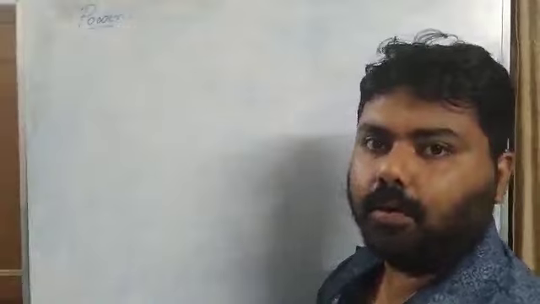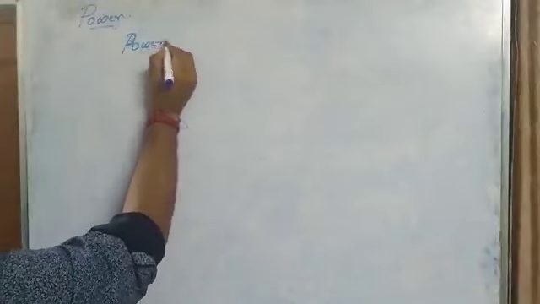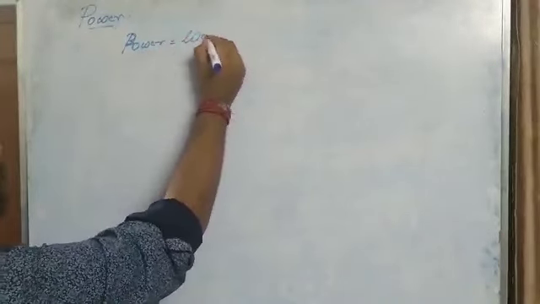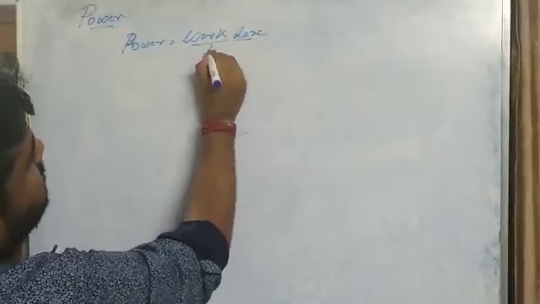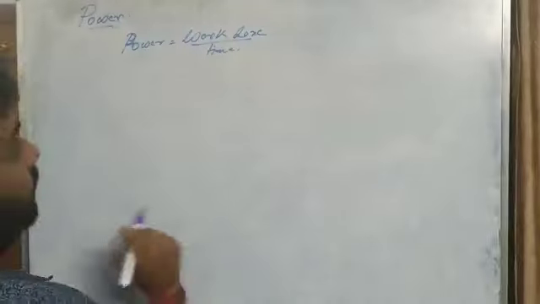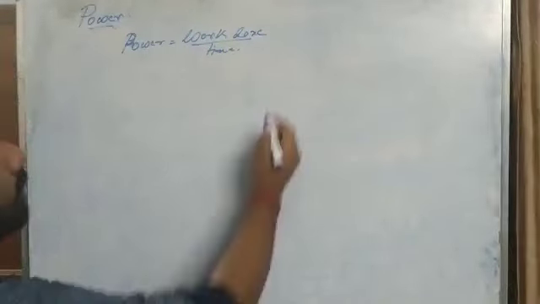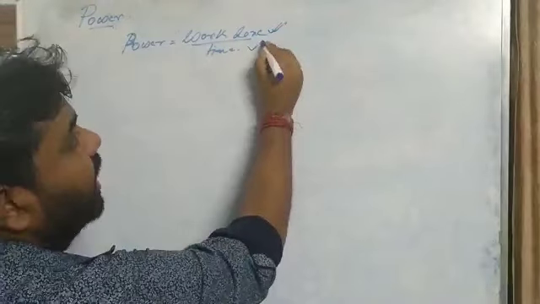In the next part we will learn about power. What is power? Power is basically the rate of doing work. That is, power equals work done by time. That means, what are the factors on which power depends? Power basically depends on the amount of work done and the time taken for the work to be done.